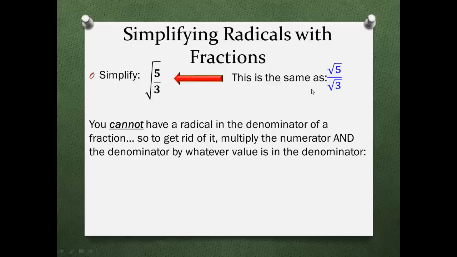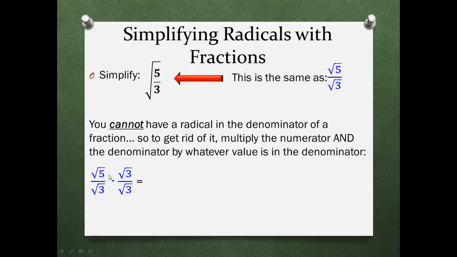To get rid of it, you multiply the numerator and the denominator by whatever value is in the denominator. So in this case, we have the square root of 3 in the denominator. So we're going to multiply the top and the bottom by the square root of 3. And why do we do that? Because when you multiply a square root by itself, you lose the radical sign, okay? And then when you're multiplying radicals, you just do it the same, okay?